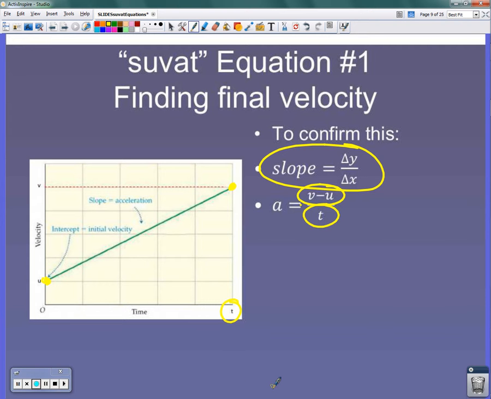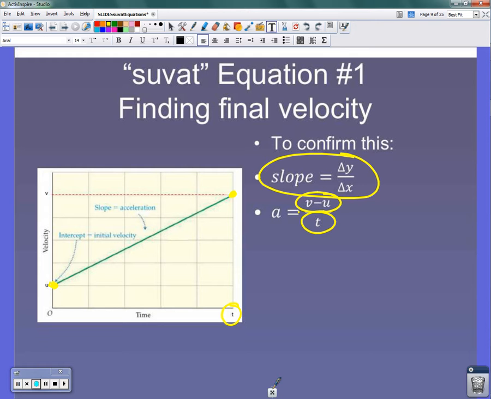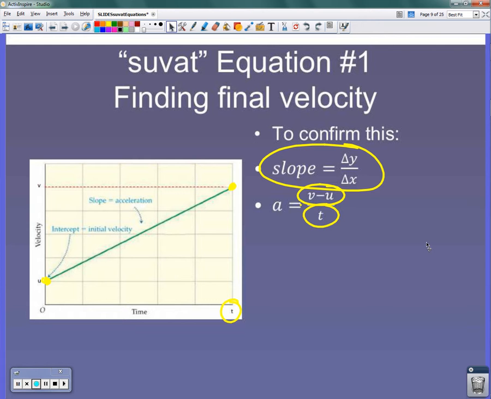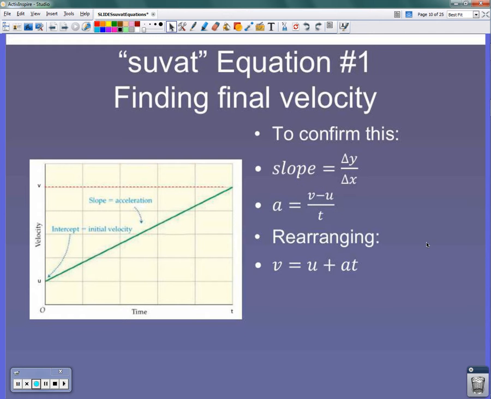Again, we can rearrange that equation. We rearrange that equation and we end up with exactly what we started with.